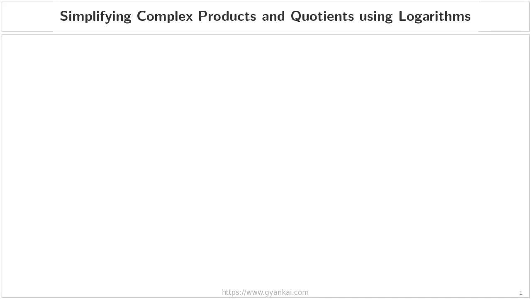Simplifying complex products and quotients using logarithms. Hello everyone. Let's begin today's session on simplifying complex products and quotients using logarithms.